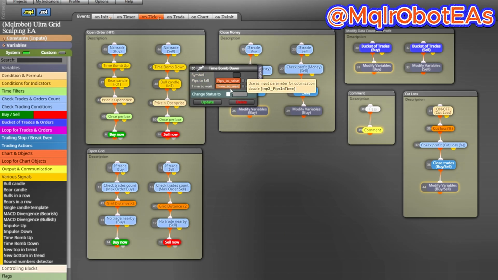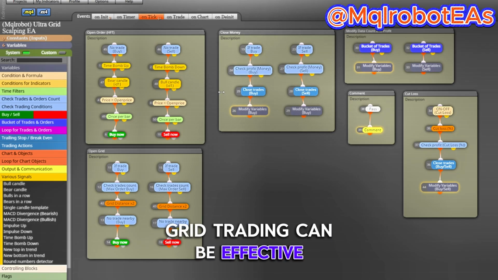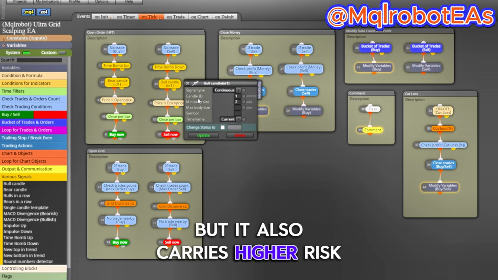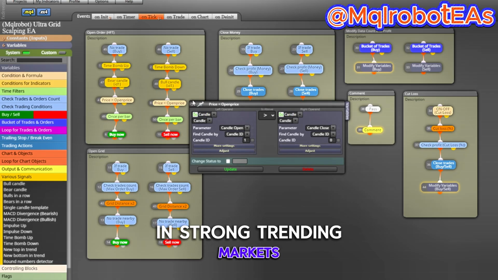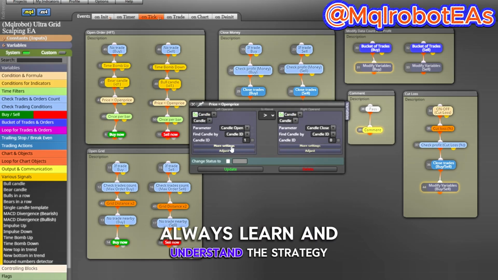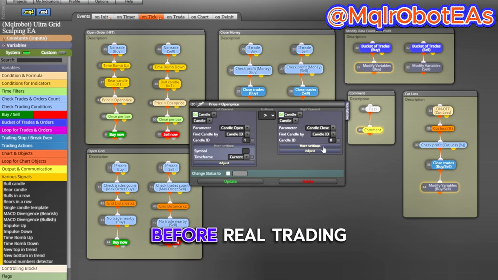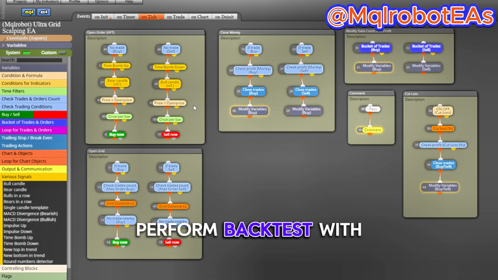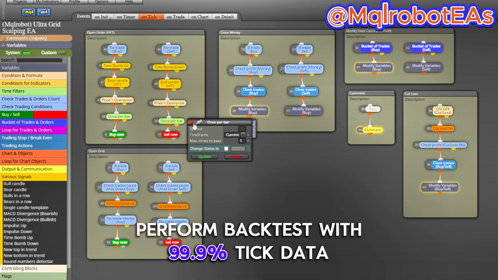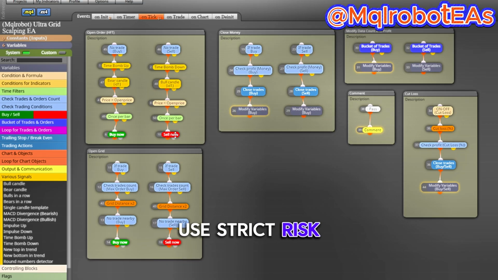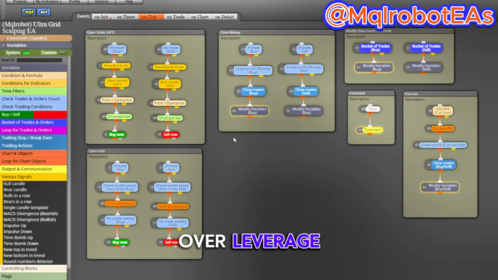Important notes. Grid trading can be effective, but it also carries higher risk in strong trending markets. Always learn and understand the strategy before real trading. Perform backtest with 99.9% tick data. Use strict risk management and avoid over-leverage.